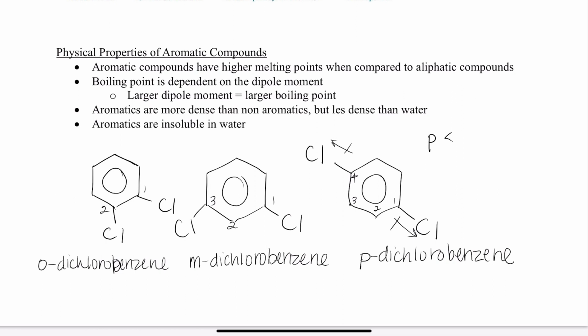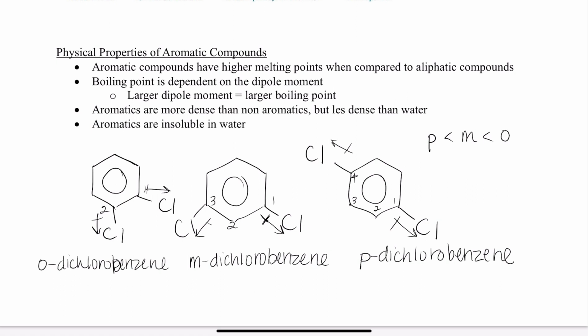And then whenever we compare our ortho versus our meta, because our chlorines are closer in our ortho, they're going to have a greater pull. Whereas because our chlorines in our meta are spaced out, separated by a carbon or 2 single bonds, the pull isn't going to be as great. So then it's going to be para, meta, and then ortho.